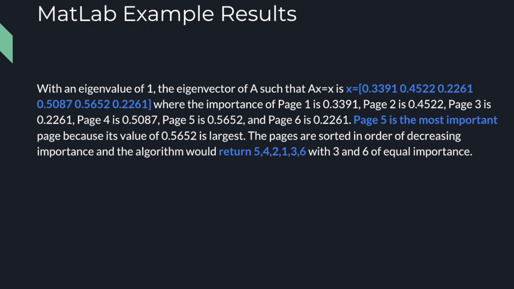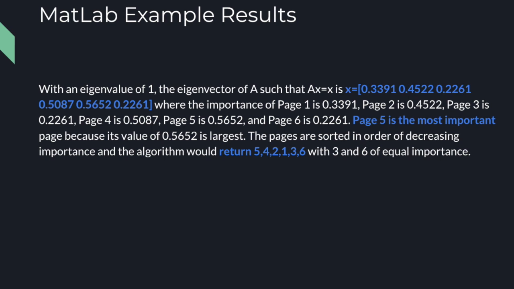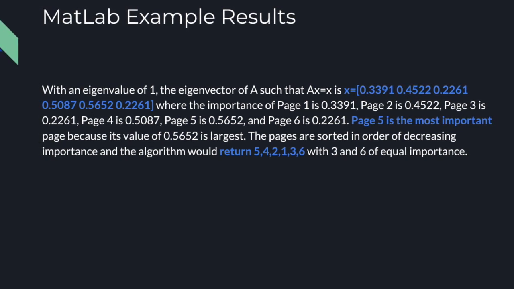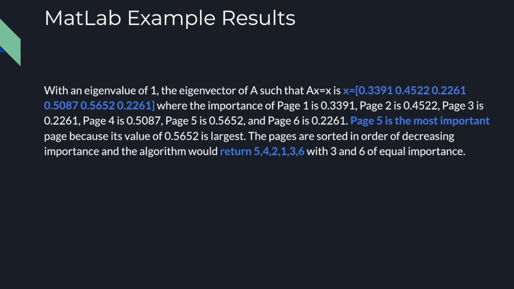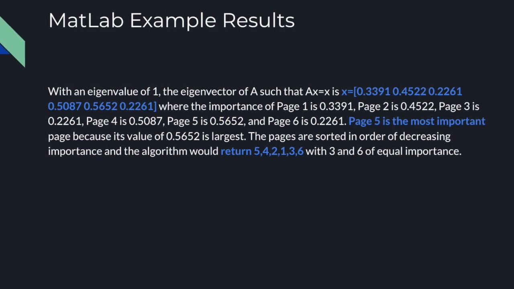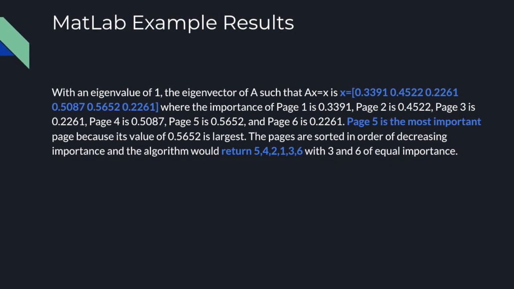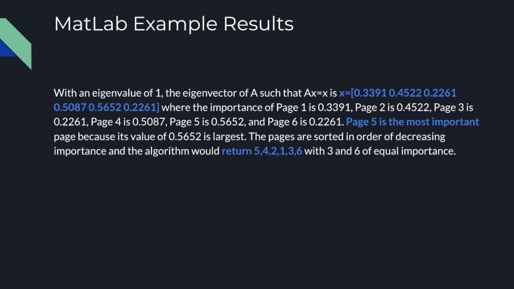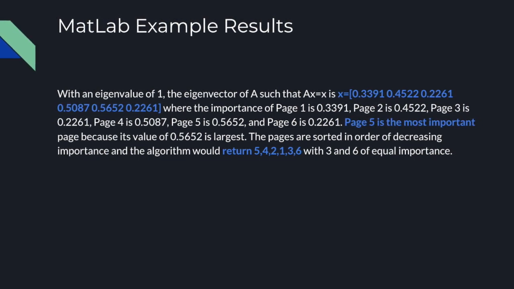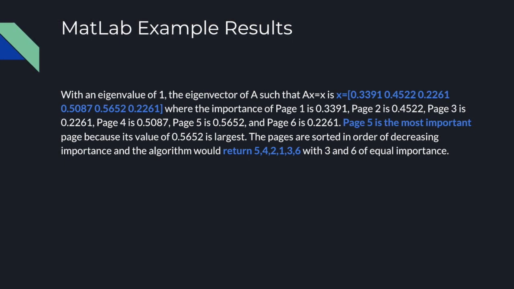So the results for our MATLAB is that with an eigenvalue of 1, the eigenvector of A such that AX equals X is X equals 0.3391, 0.4522, 0.2261, 0.5087, 0.5652, 0.2261, where the importance of page 1 is 0.3391, etc. This shows that page 5 is the most important page because its value of 0.5652 is largest.